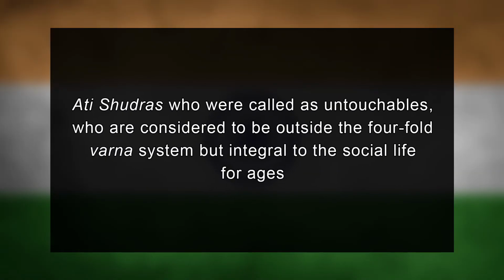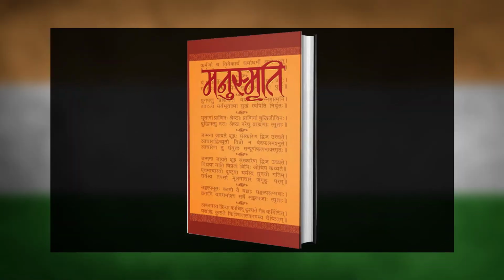There is a fifth Varna or category called Ati Shudras, who were called untouchables, who are considered to be outside the fourfold Varna system, but integral to the social life for ages. These groups are endogamous and dine and marry among the groups. There were stringent laws provided in the Manusmriti defining the rules and regulations of the functioning of various castes depending on the hierarchical positions in the society. Untouchability was created among the lower castes because of their traditional occupations.